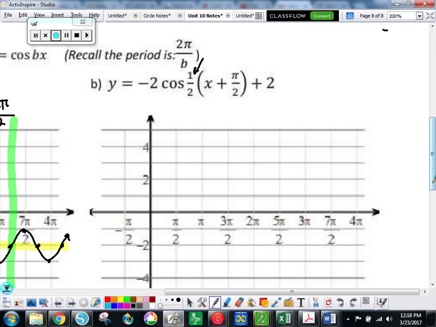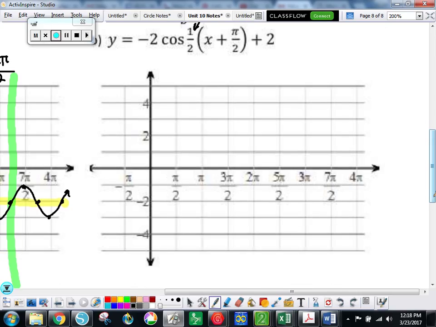start by drawing your midline. Where is it? Midline's at 2. Okay. Then you want to look at the starting line where it shifts. So it has been moved pi halves to the left. You can't do anything more than this until you know how long the period is. How do you determine how long the period is? 2 pi over b, and what is b in this case?